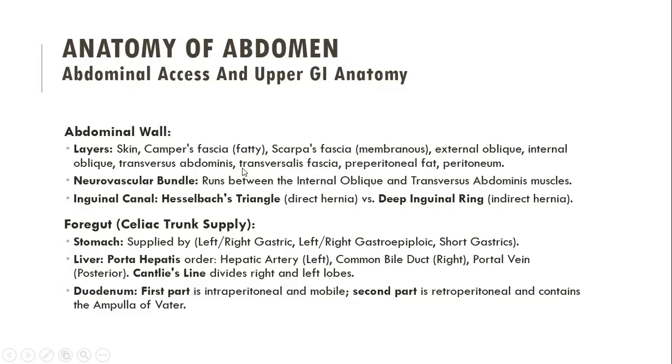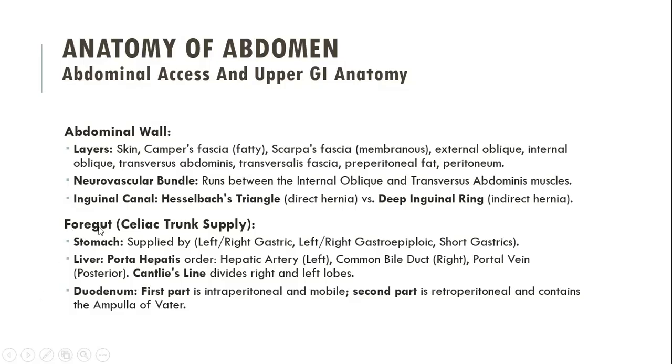Now, the neurovascular bundle in the abdomen runs between the internal oblique and transversus abdominis muscles. You also have inguinal canal structures in the abdominal wall, like Hesselbach's triangle, from which the direct hernia comes, or the deep inguinal ring, from which the indirect hernia comes. They are also part of the abdomen.